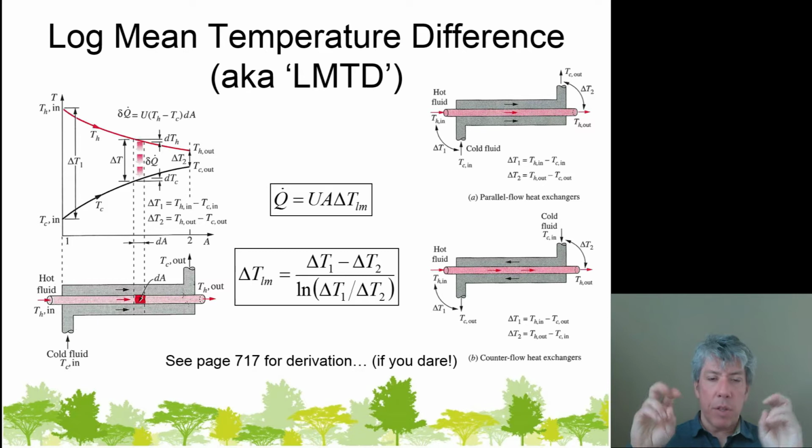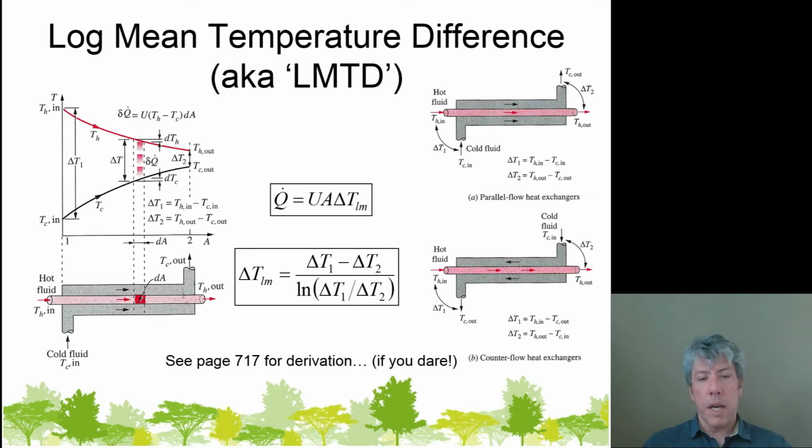The so-called average temperature that we need is something called the log mean temperature difference. That's where LMTD comes from: log mean temperature difference. And the way you calculate it is with something called the approach temperatures. The approach temperatures are the temperature differences at either end of the heat exchanger.